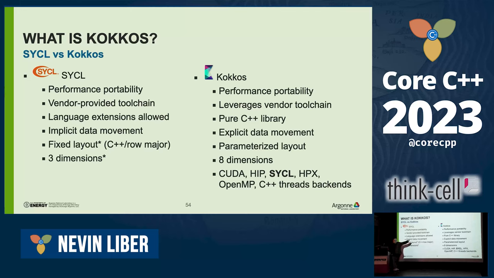And so Kokkos is just a library. We leverage whatever vendor tool chains, and we have backends for CUDA, HIP, SYCL, and a bunch. We support up to 8 dimensions. We could do more. When the code was written, people weren't using variadics, but we could easily put that in. There's just not been any demand. And optimizing even more dimensions becomes really hard. If we have to hand optimize, it's really hard.